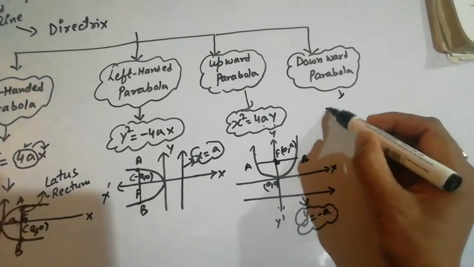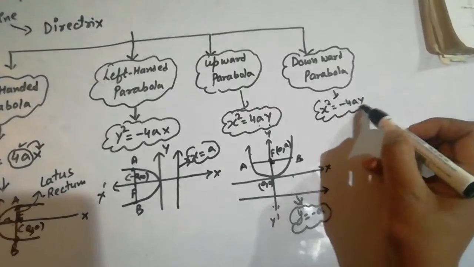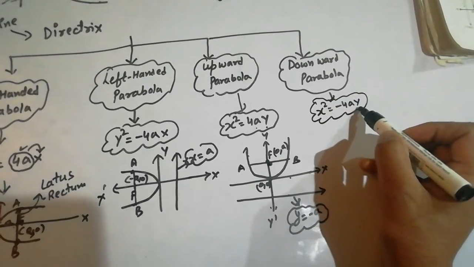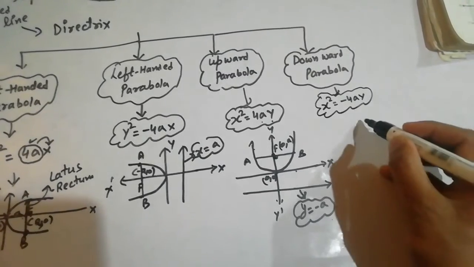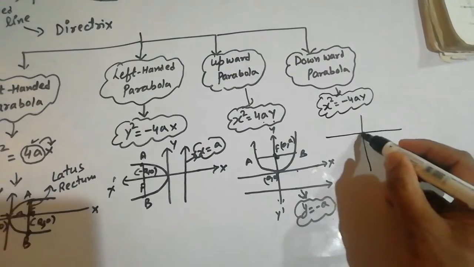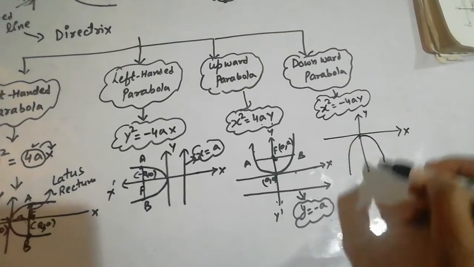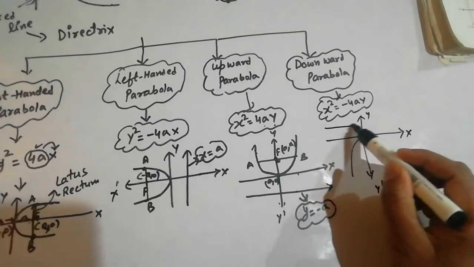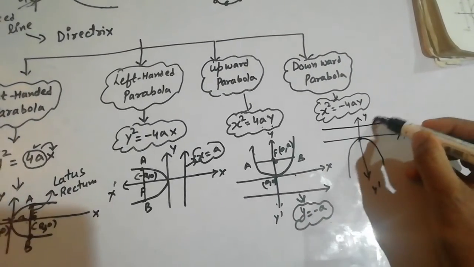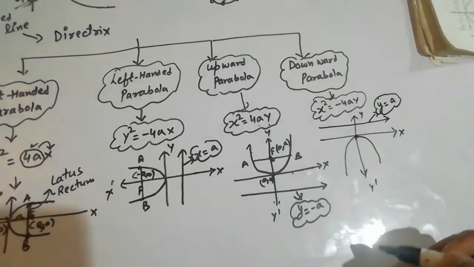Okay, now your downward parabola. The downward parabola equation is x square equal to minus 4ay. Now see here, 4a is going to multiply with negative of y. It means the parabola is along the negative y-axis. So your downward parabola is like this one. If this is your x-axis, this is the positive y-axis, this is the negative y-axis, and your directrix will come here. Now the equation of directrix becomes y equal to a.